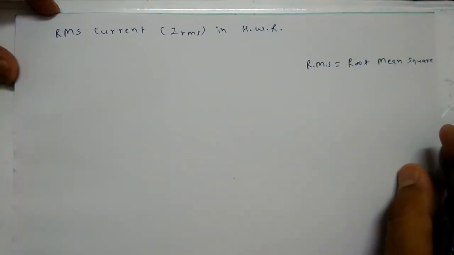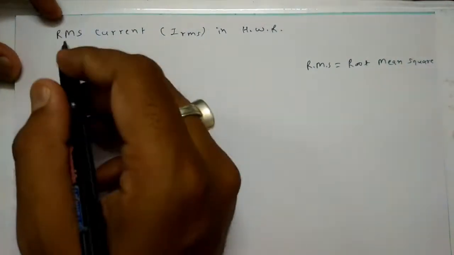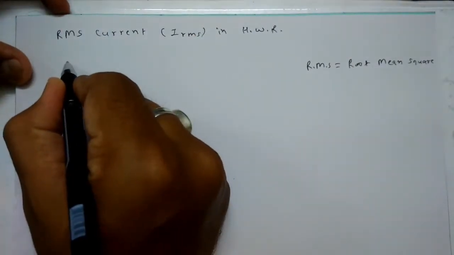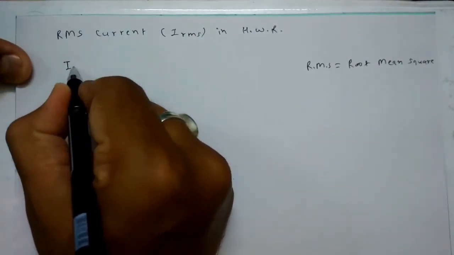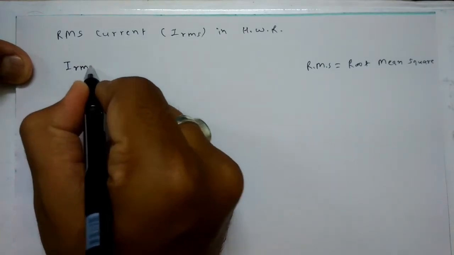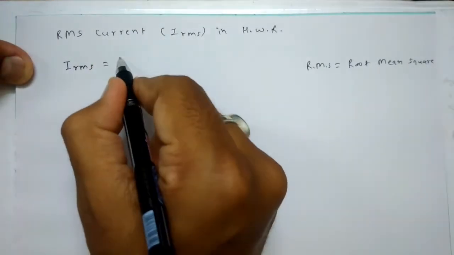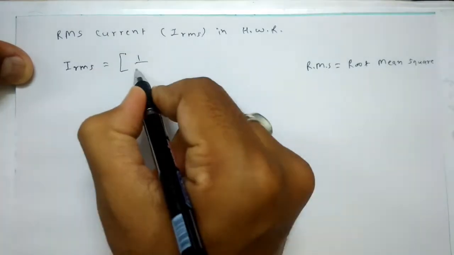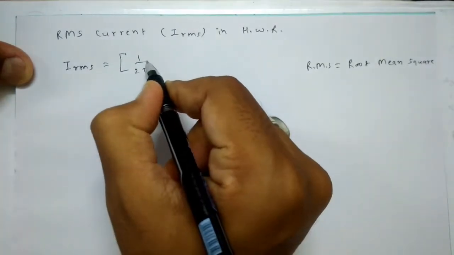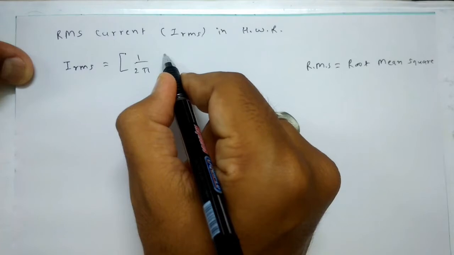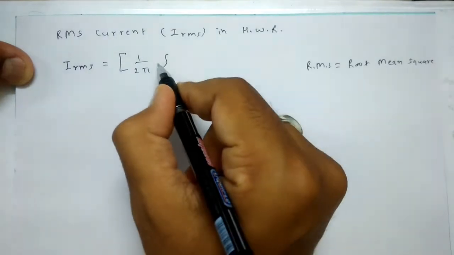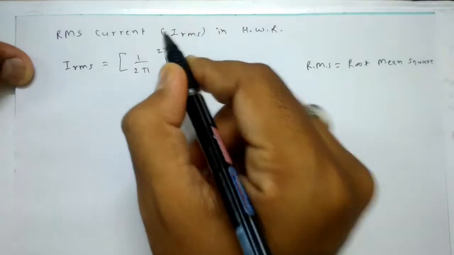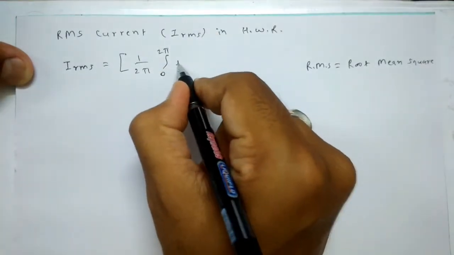So let us see what can be the equation for the RMS current in case of any circuit. So the equation for the IRMS can be given like: IRMS is equal to, as it is a root mean square and we consider the cycle, that is 2 pi, and that's why we have to divide it by 2 pi. Integration limit will be from 0 to 2 pi. This is the general practice we all know.